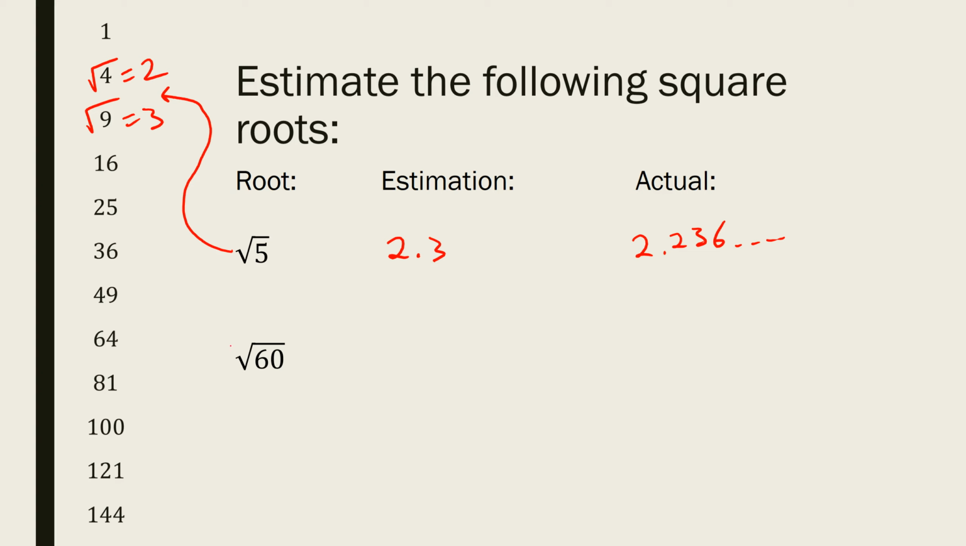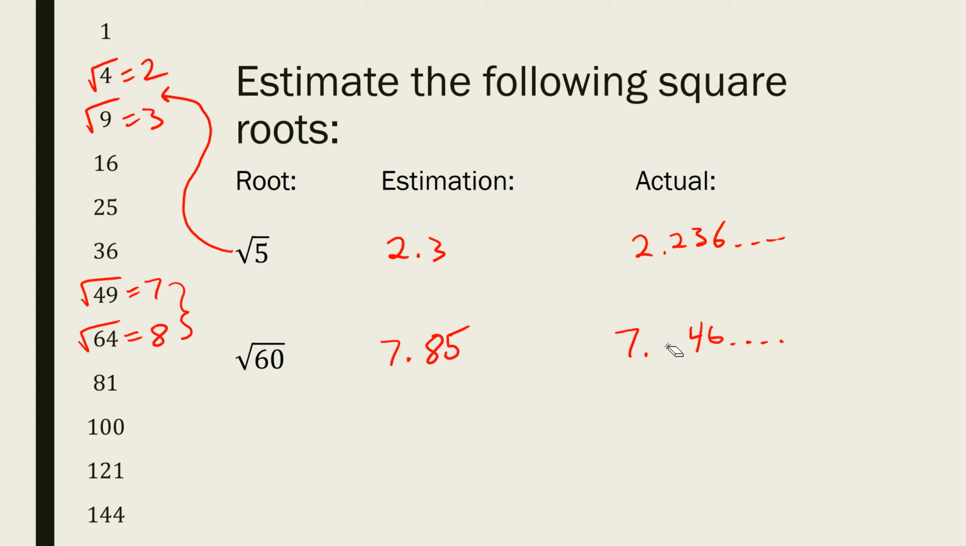Okay, I know the square root of 60's got to be in between the square root of 49 and the square root of 64. Square root of 49 is 7. Square root of 64 is 8. So square root of 60 is going to be somewhere in between 7 and 8. I'm going to go with 7 point, let's go 8.5. And when I put it into my calculator, the square root of 60 is actually 7.746. And it goes on from there.